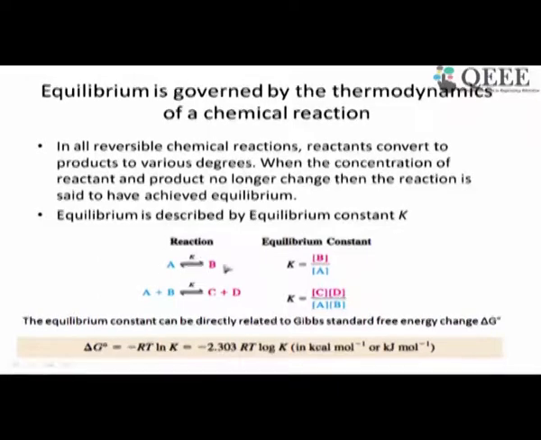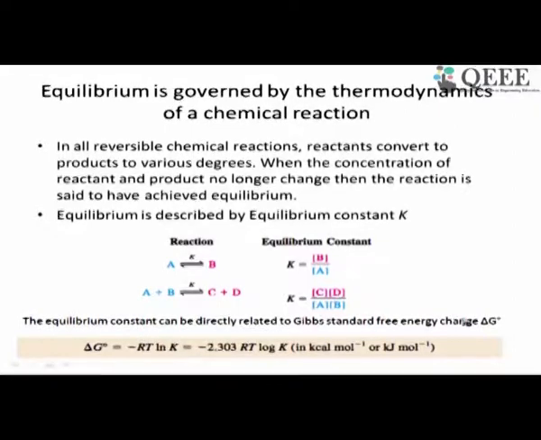For example, for a reaction in which A is converted to B, the equilibrium constant is represented by the product concentration divided by the starting material concentration. If it involves two starting materials and two products, then the reaction will look like this: the product of product concentrations divided by the product of starting material concentrations. Equilibrium constant can be directly related to the Gibbs standard free energy change by this equation, which is shown here: delta G equals minus RT ln K equilibrium.